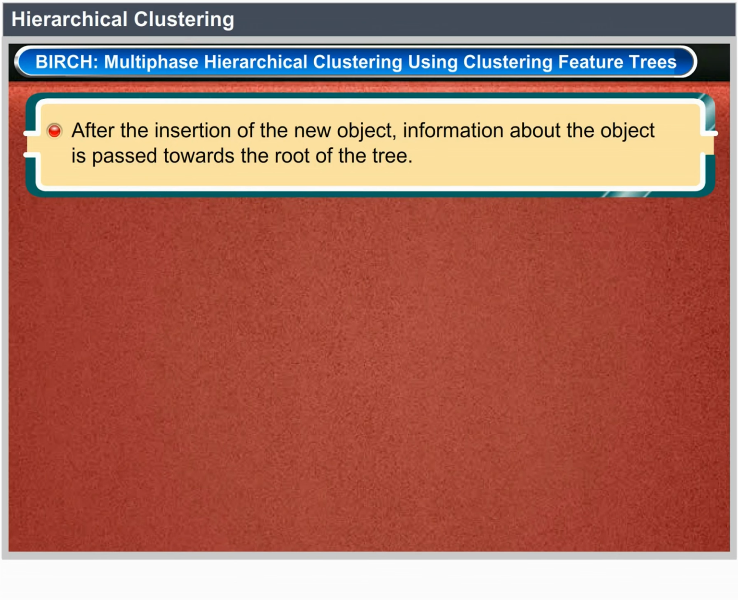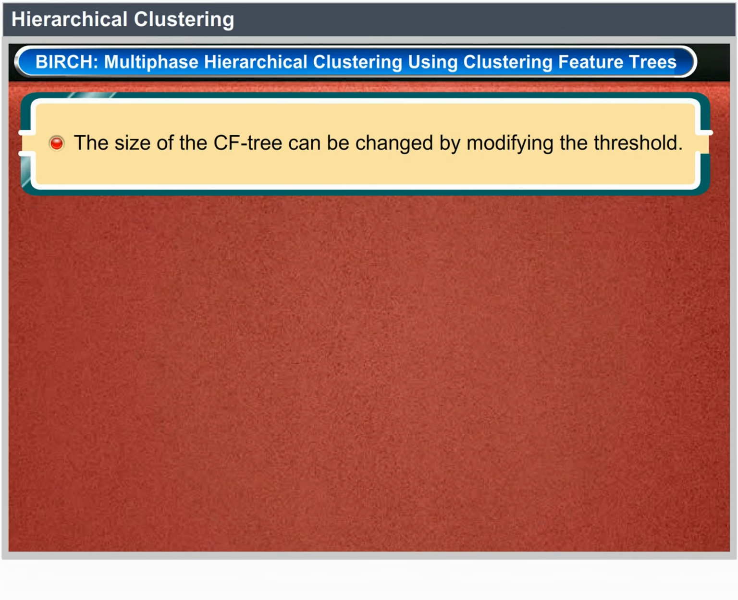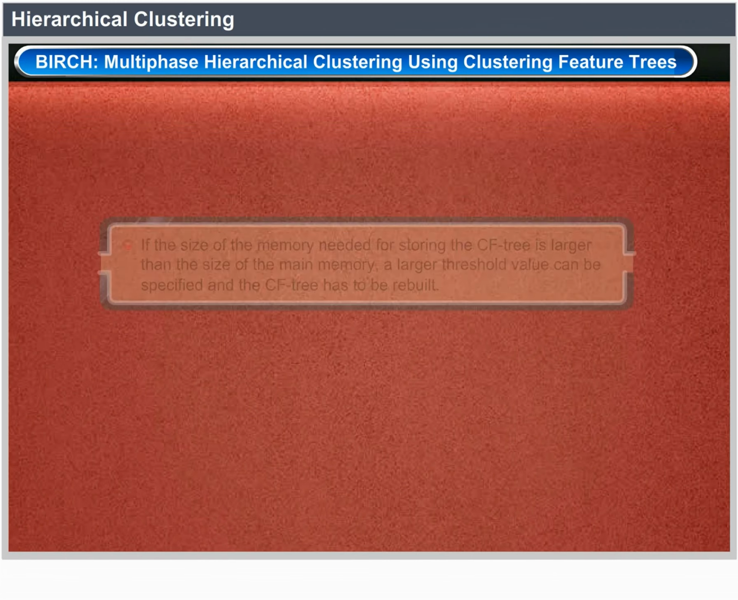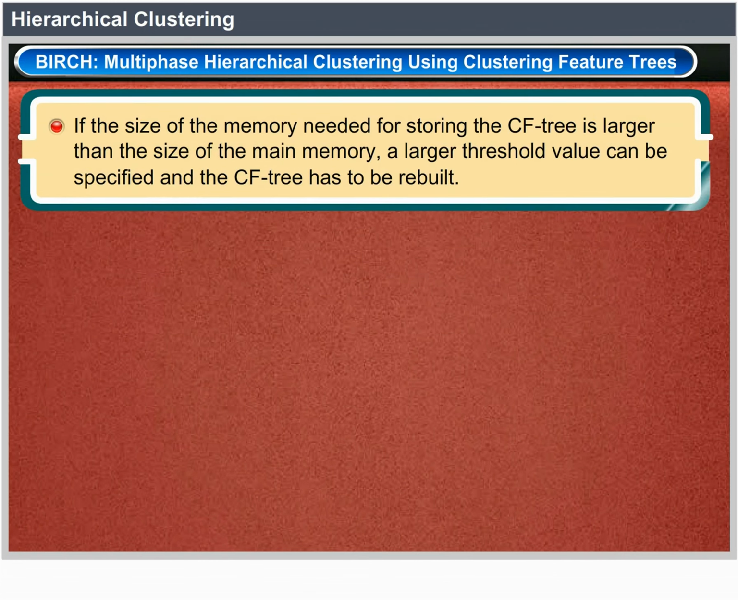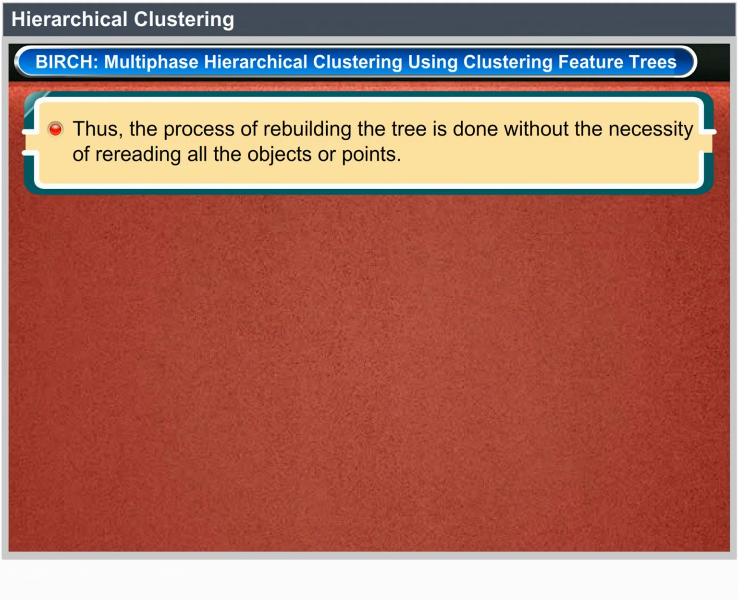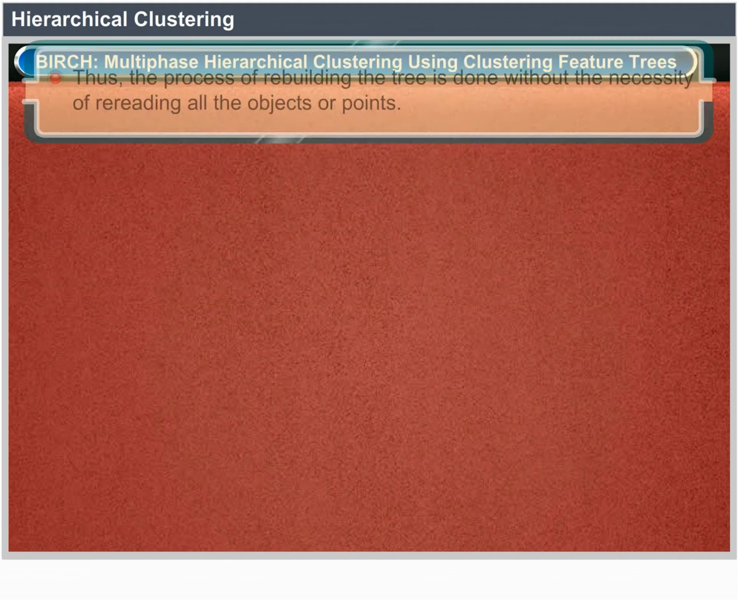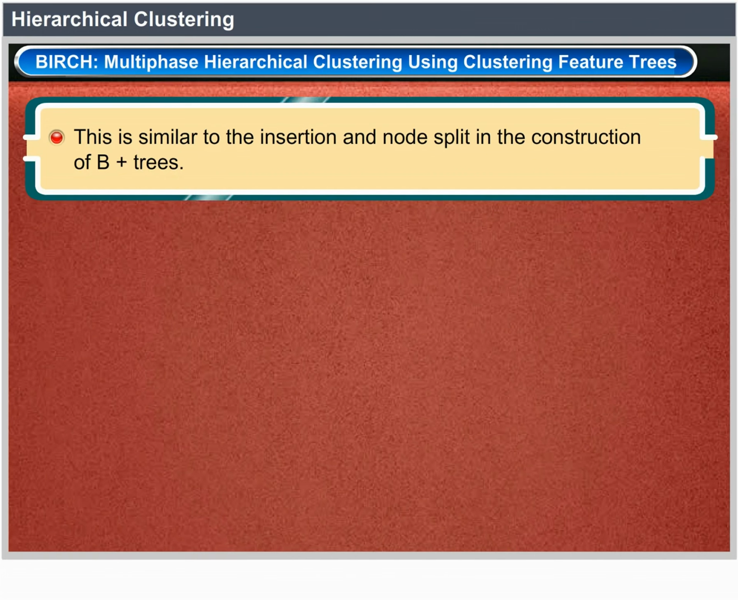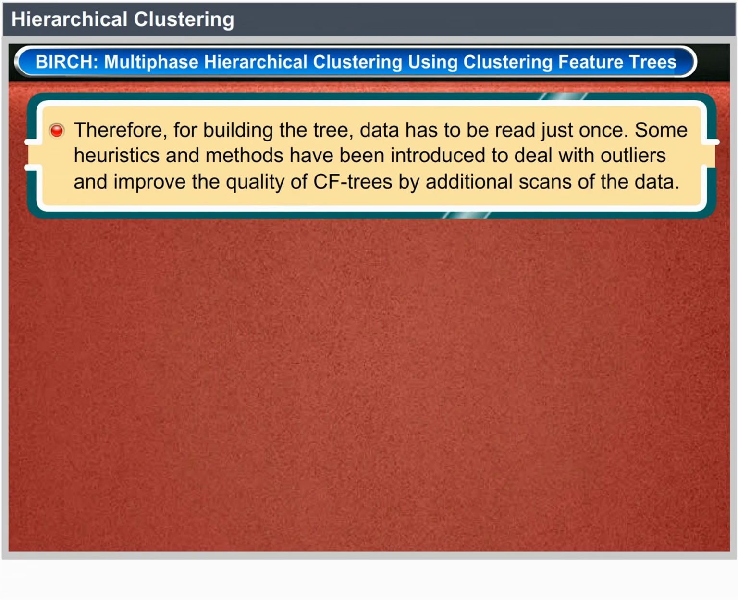The size of the CF tree can be changed by modifying the threshold. If the size of the memory that is needed for storing the CF tree is larger than the size of the main memory, then a larger threshold value can be specified and the CF tree is rebuilt. The rebuild process is performed by building a new tree from the leaf nodes of the old tree. Thus, the process of rebuilding the tree is done without the necessity of rereading all the objects or points. This is similar to the insertion and node split in the construction of B+ trees. Therefore, for building the tree, data has to be read just once.